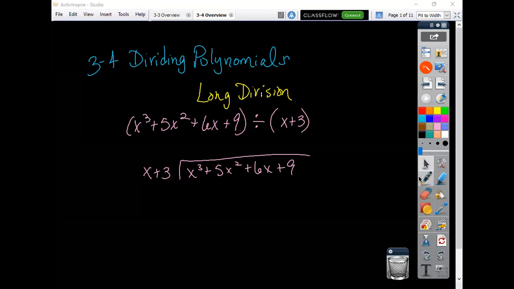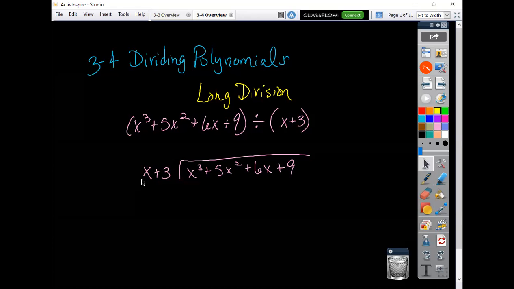Lesson 3-4 overview, where we're dividing polynomials using two methods, long division and synthetic division. The first method, dividing using long division, goes something like this.